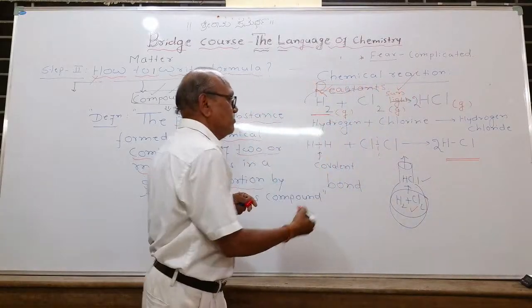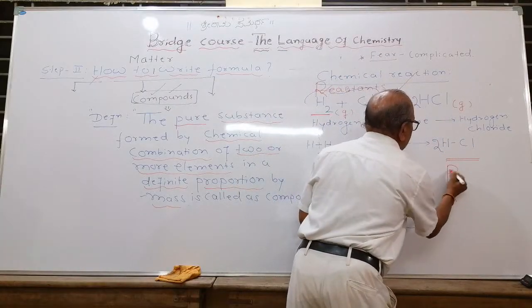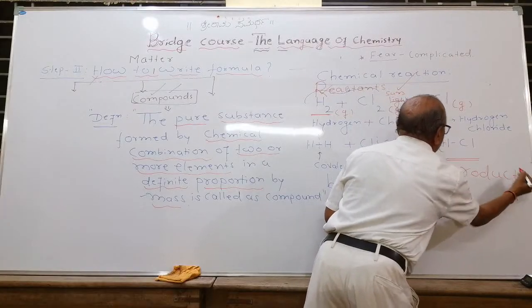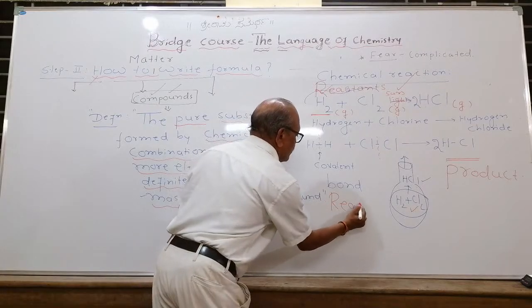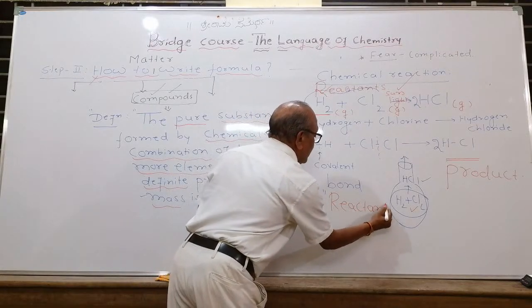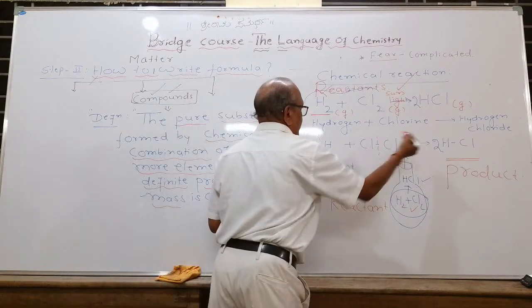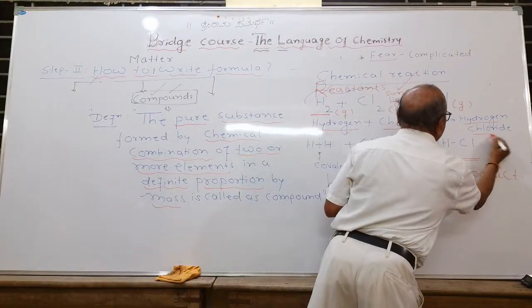Whatever new substance is formed is called the product. What is it called? Product. Observe. And what are these called? These are called reactants. Right? Generally, this symbolic representation of writing the method is called a verbal chemical equation. We call it a chemical equation.